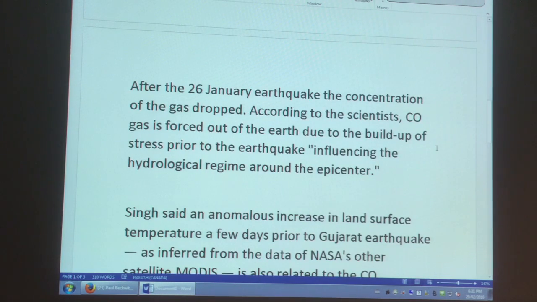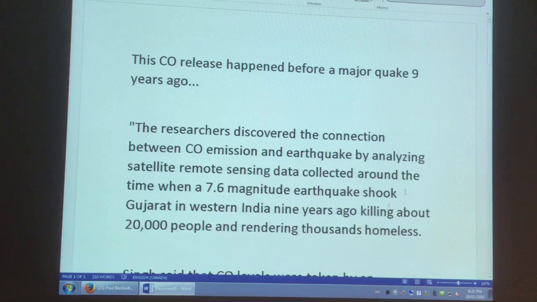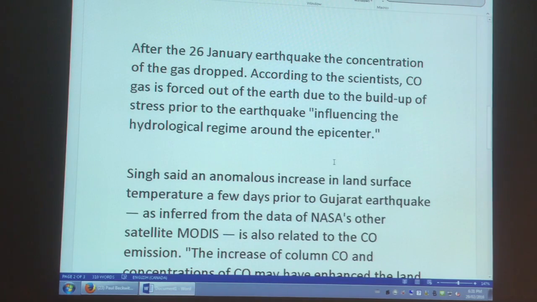So the big earthquake hit, and what did I say it was? It was 7.6. On January 26th, the 7.6 earthquake hit, and then the concentration of the gas dropped. According to these scientists, the carbon monoxide was forced out of the earth due to the buildup of stress prior to the earthquake, influencing the hydrological regime around the epicenter.